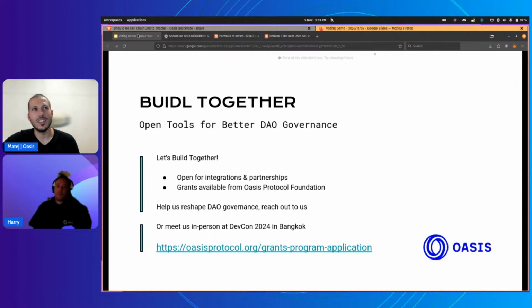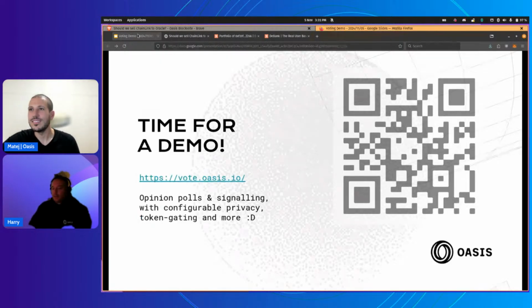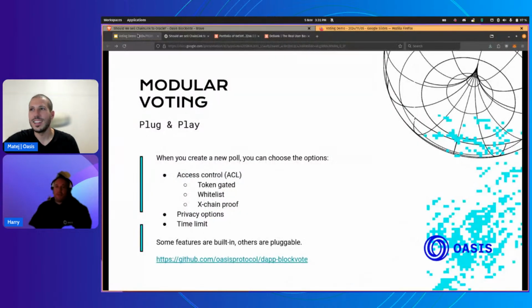So we do have whitelists as well, right? So I'll go quickly through some of the functionality we have in the back end. We've got a bunch of different access control methods, and these are all pluggable. So we can do token gating, so you can say a specific token on a specific chain.